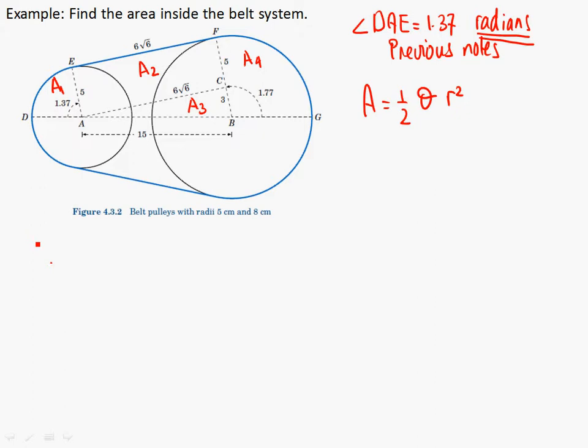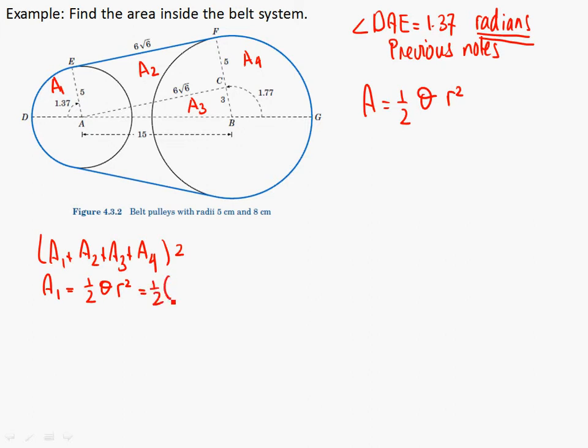So the area that I'm interested in inside the belt system would be area 1 plus area 2 plus area 3 plus area 4, and then what do I do to that whole mess, D? Huh? Is that enough? Once I find the top half, I need to multiply by 2. Okay. Can I find area 1?